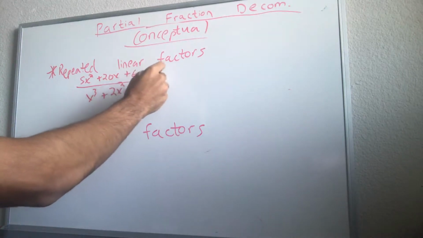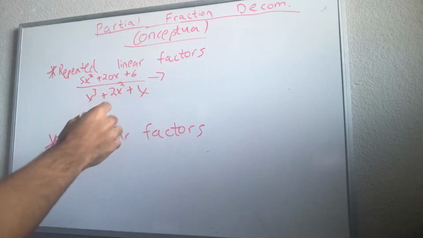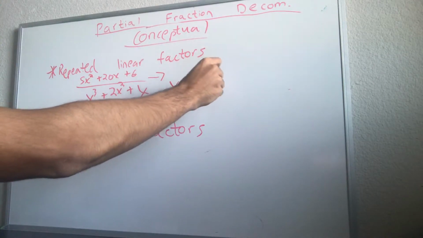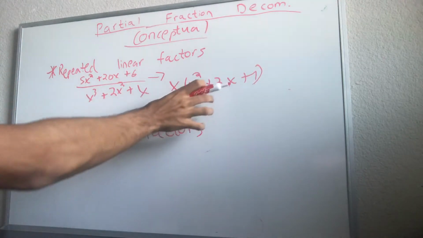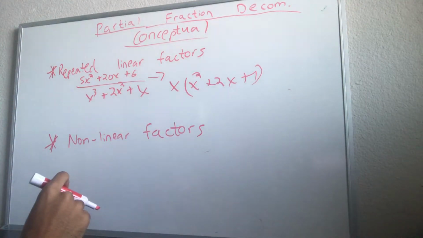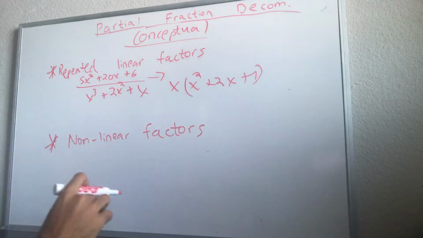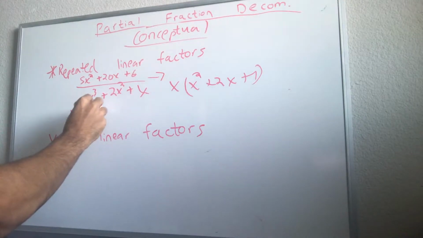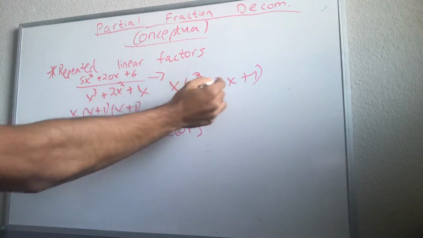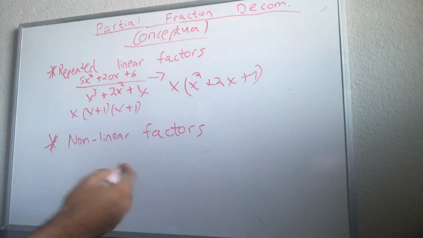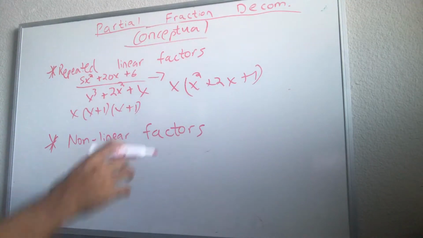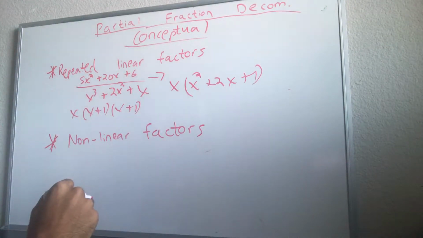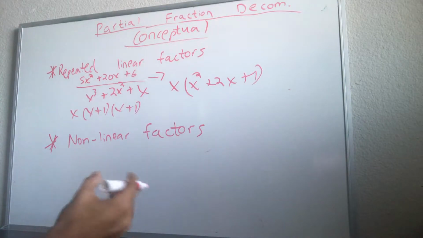Just looking at the denominator, we see that there's an x that's common. So x times x squared plus 2x plus 1. This is what you get when you factor the denominator. You can further write this as x times x plus 1 times x plus 1, because you can split this into x plus 1 squared. And so this is what you have in the denominator, and in the numerator, we have 5x squared plus 20x plus 6.